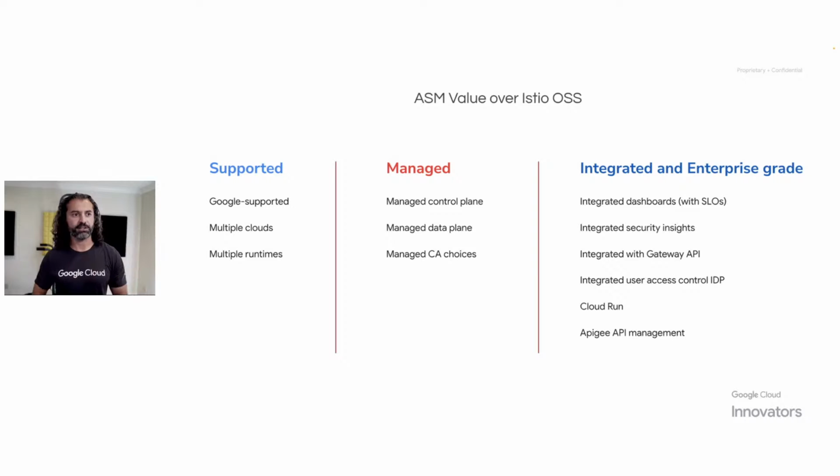We have other features. I don't need to go through every single one of these, like IDP, which is bringing your own third-party identity provider to talk to web services that are running there. Like I mentioned, we are in preview for Cloud Run, which is our serverless platform. So if you have services running in Cloud Run and Kubernetes and VMs, and you want to create a mesh across all of these, you can do that.